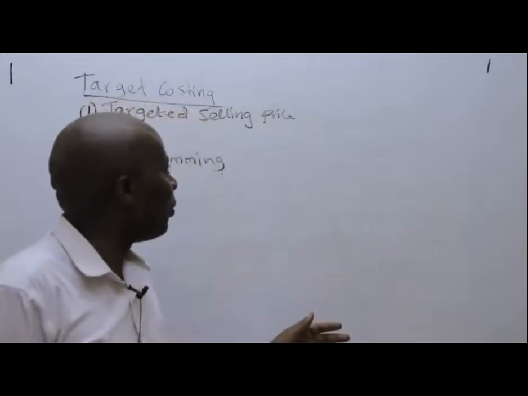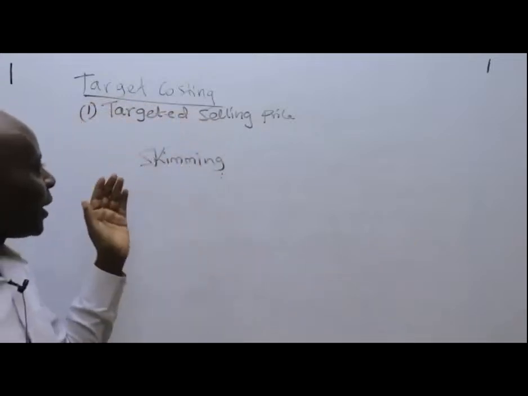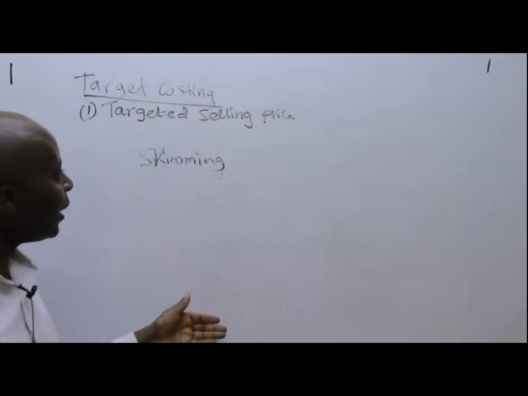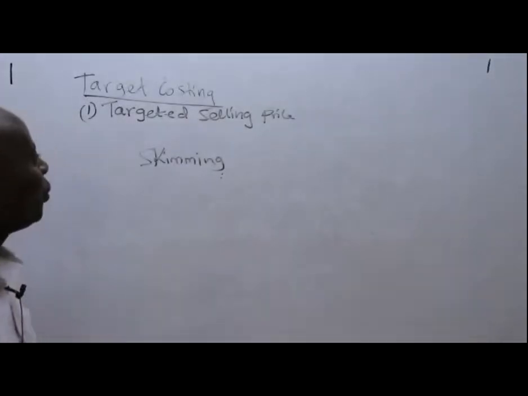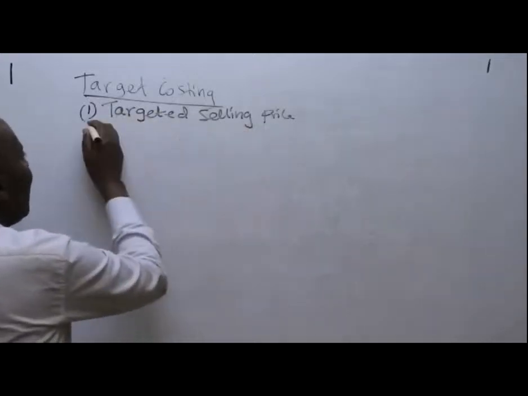So the first step of target costing is identification of the targeted selling price. That is very important. Number two, you'll come and identify and set.